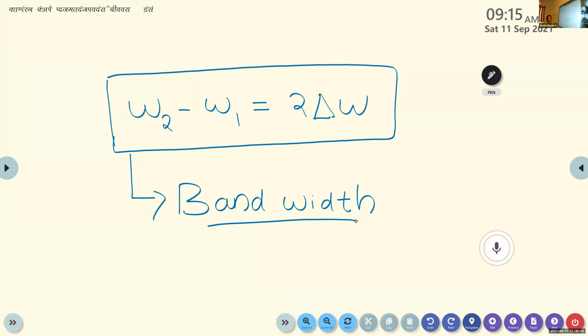The difference in frequency between the upper half cycle and lower half cycle of this LCR circuit under resonance condition is known as bandwidth.